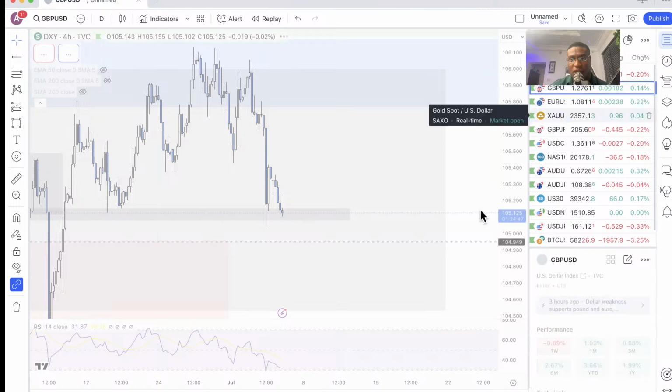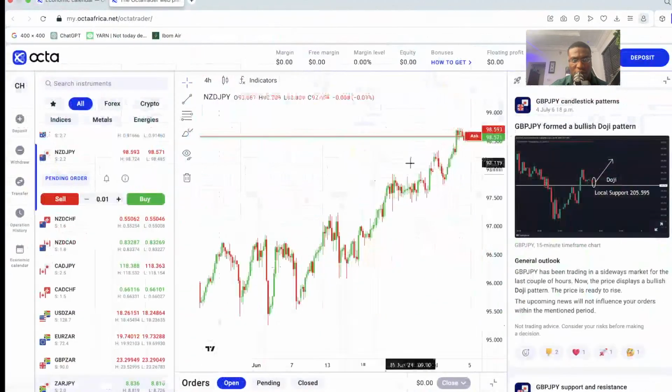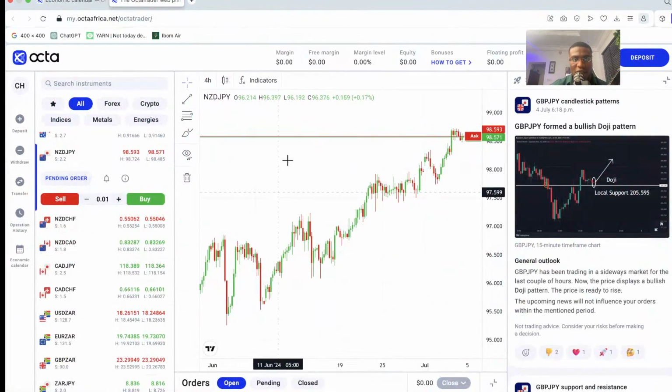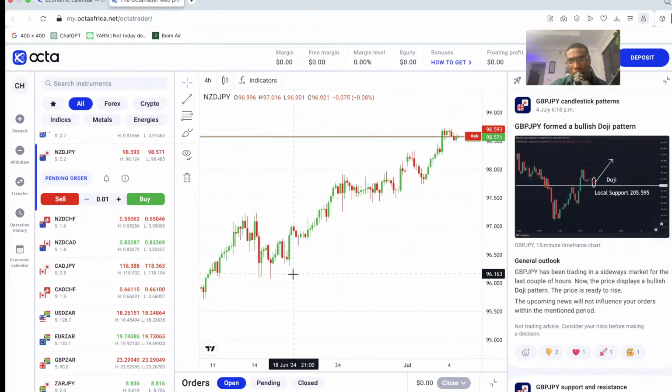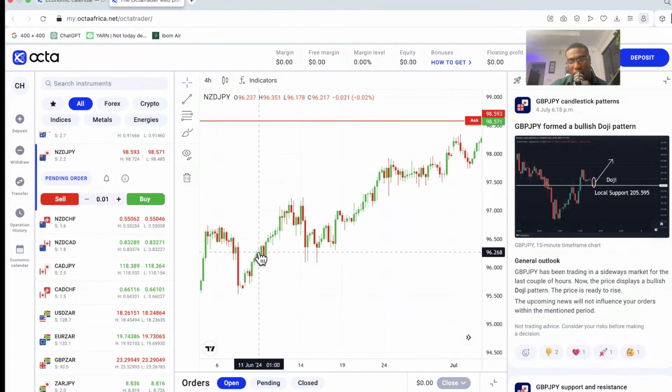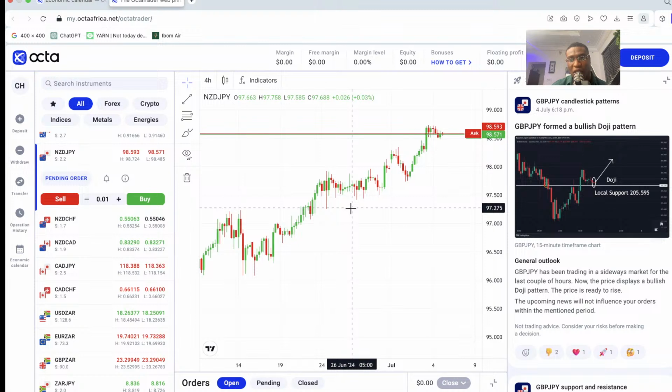Okay, let me just switch over. So let's say, for example, let me zoom in. You look at this market and you're able to identify the trend. You're able to use historical price data to identify and predict what could potentially happen in the future. Gambling is not really like that.